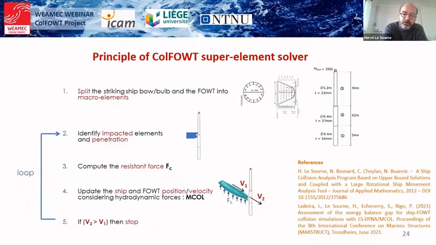In the fourth step, the mCol solver is called to update the position and the velocity of both the striking ship and the wind turbine, taking into account the hydrodynamic forces that act on the immersed parts of the structures. And the program stops when the struck wind turbine comes off the striking ship.